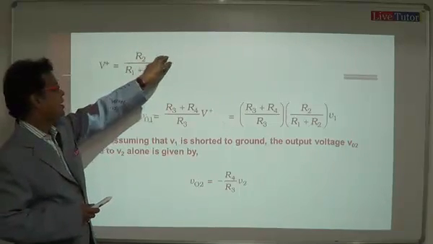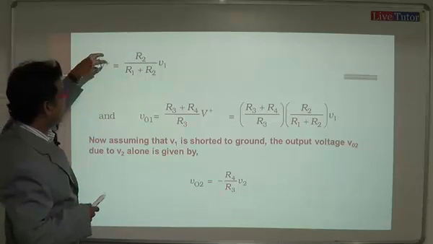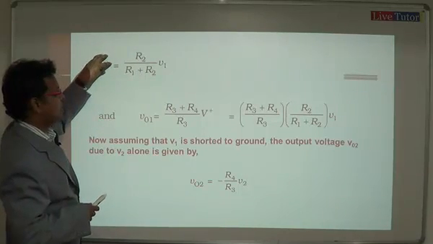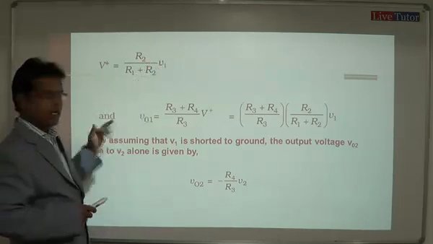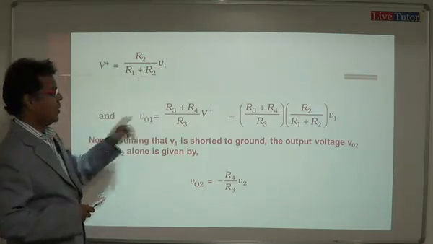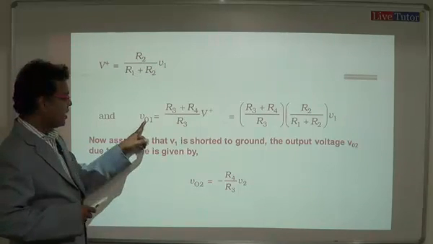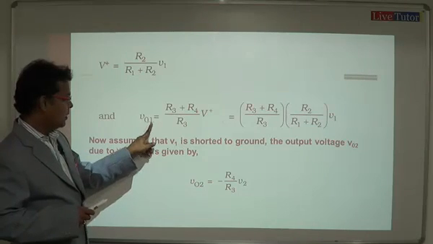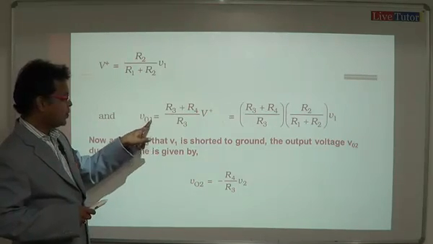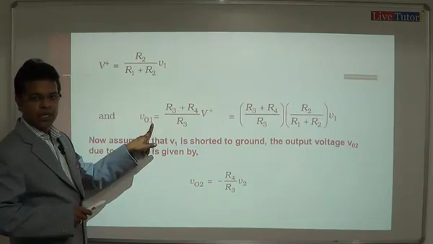Input is V1, and the voltage at the non-inverting terminal is V plus. So V plus is R2 by R1 plus R2 into V1. And similarly, what is V01? V0 is the output voltage, and 1 means the output voltage due to the first input voltage.